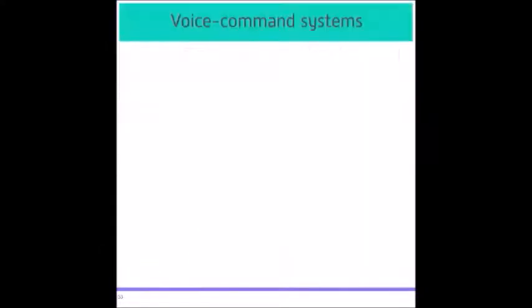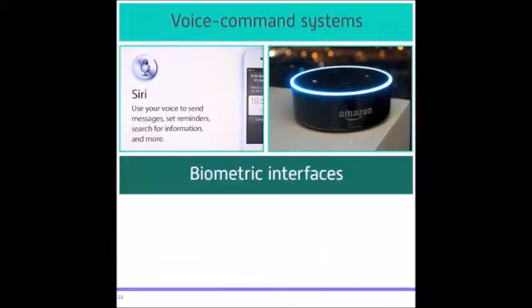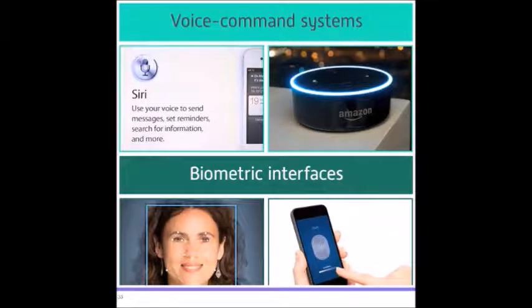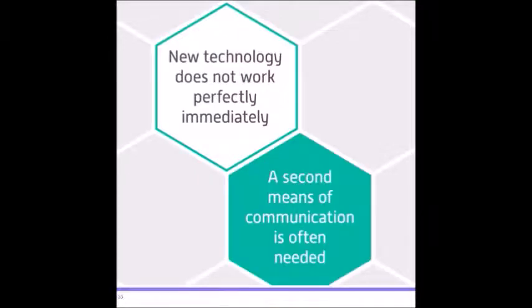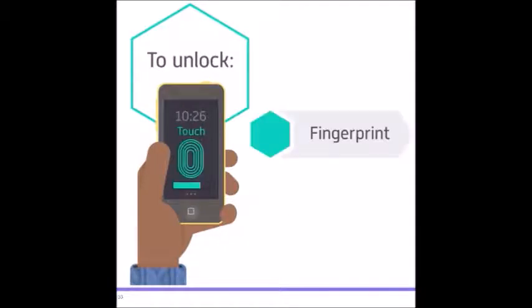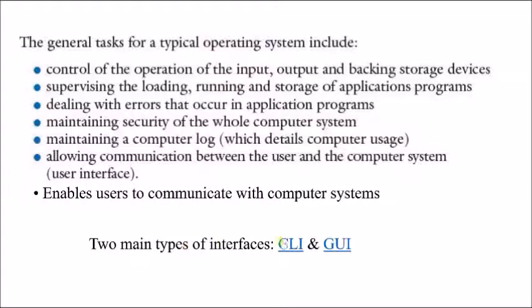Even voice command systems, such as Apple's Siri and Amazon's Echo, are becoming the norm, along with biometric interfaces, such as face and fingerprint recognition. However, new technology does not work perfectly immediately, so a second means of communication is often needed. To unlock a mobile phone, for example, you might enter your fingerprint, but there's also the option of a code or unlock pattern. And we have two main types of interface.